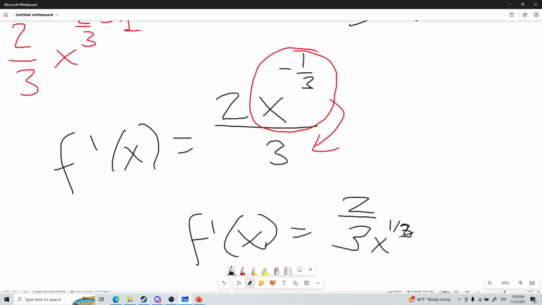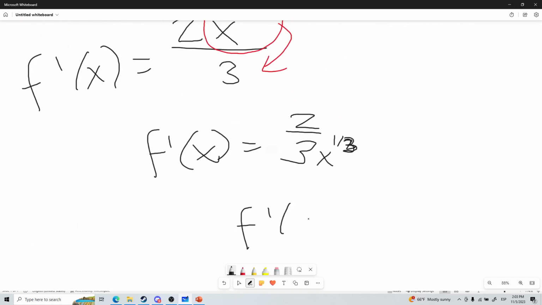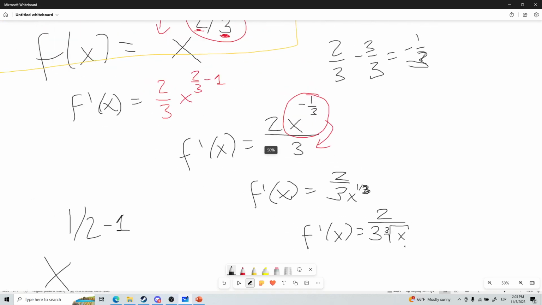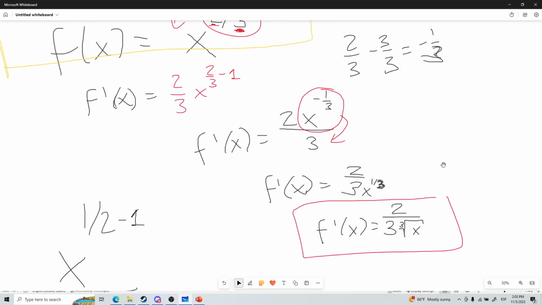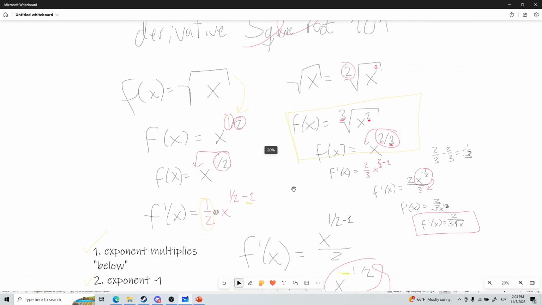And this, leaving it a little more pretty, ends up being 2 over 3 times the cube root of x, like that, a 3 over here. And that, ladies and gentlemen, is how the derivative of a square root works. Remember, it's basically the same as a derivative of an exponent. You just have to get familiar with the rules of square roots.